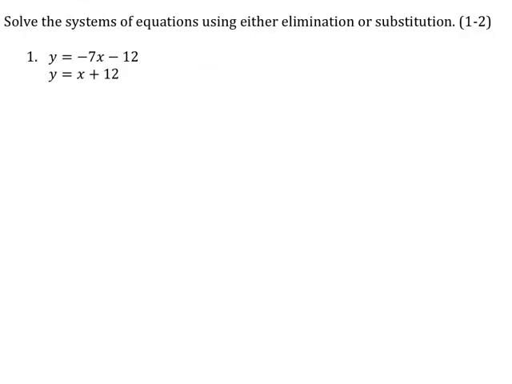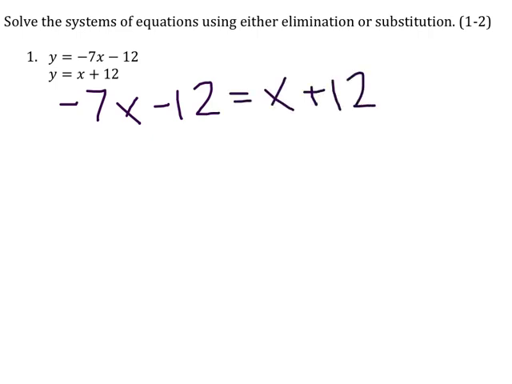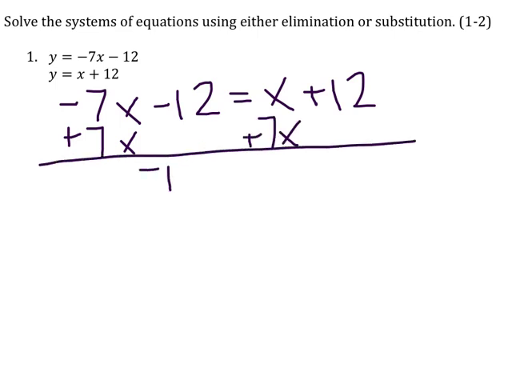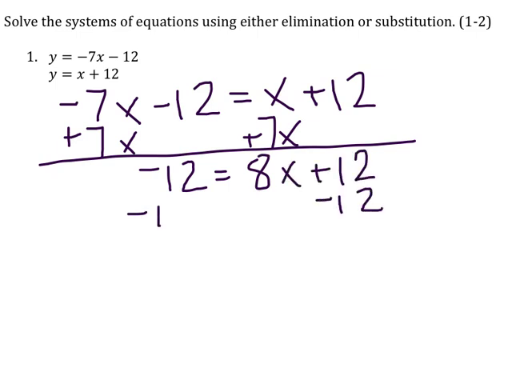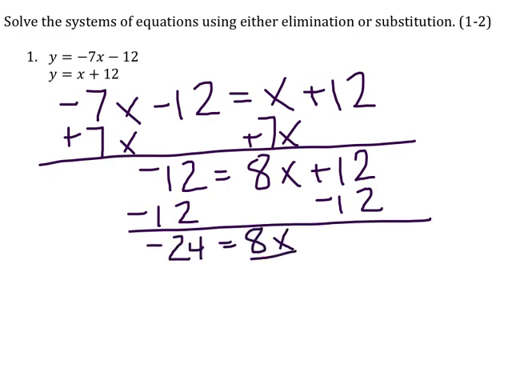Solve using elimination or substitution. Here where we have two y equals, it's easiest just to set them equal to each other. Negative 7x minus 12 equals x plus 12. We'll add 7x to both sides. We get negative 12 equals 8x plus 12. Subtract 12 from each side. We get negative 24 equals 8x. Divide by 8.